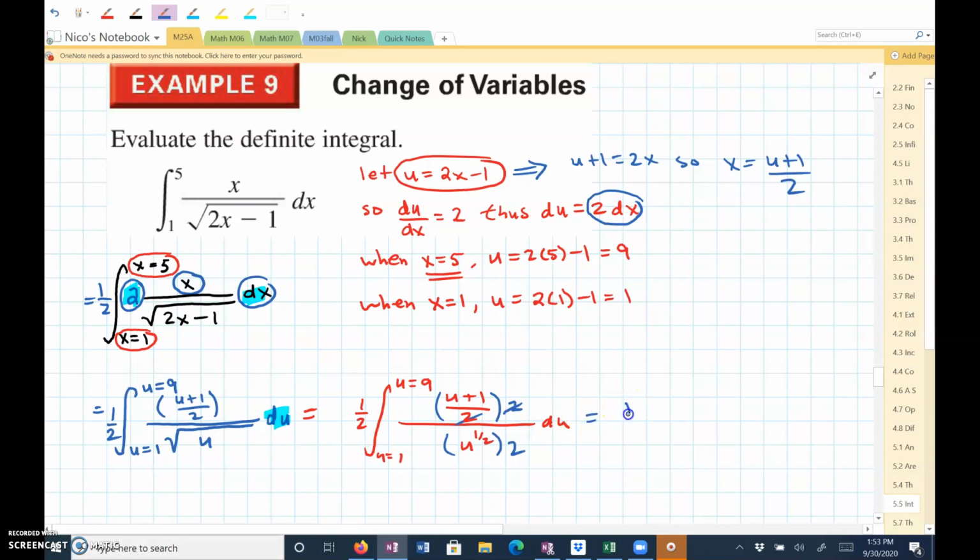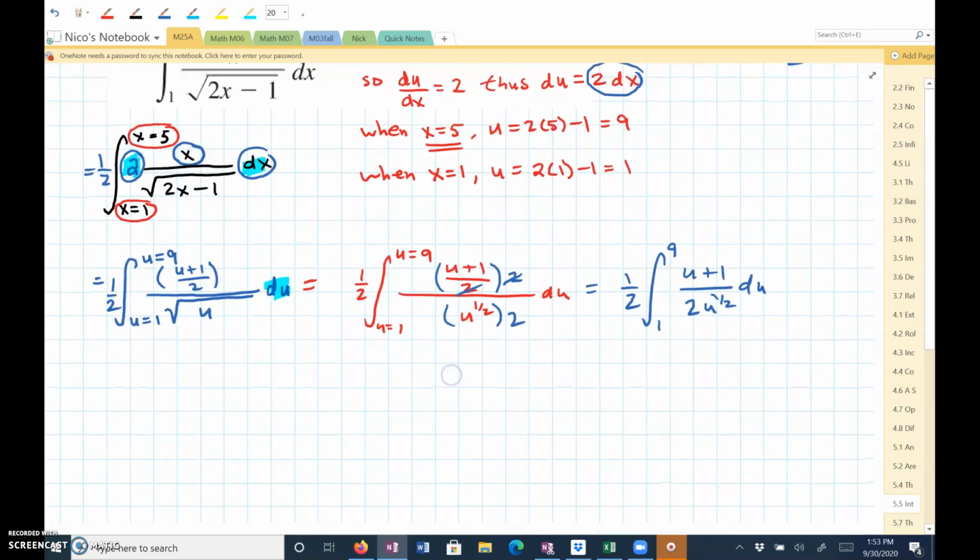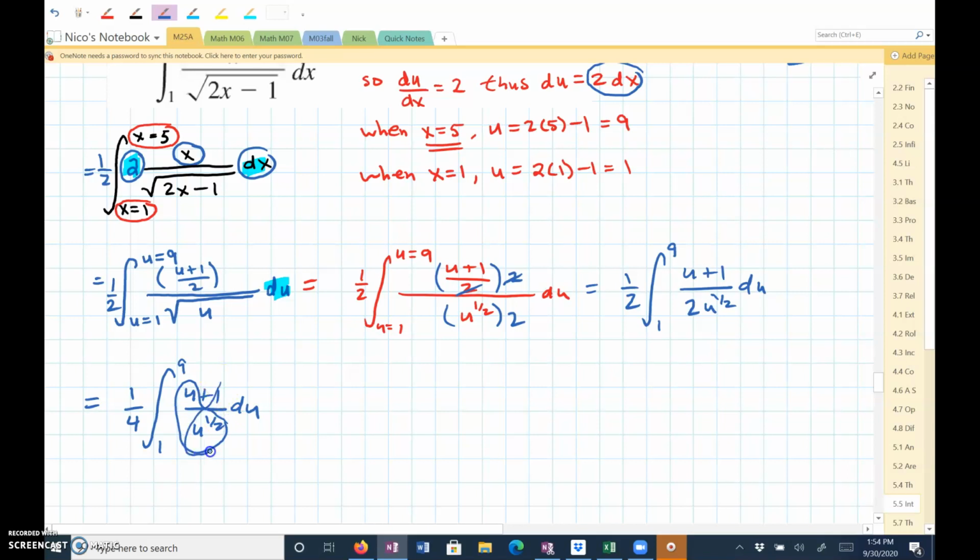Now I'm going to have 1/2 the integral from 1 to 9. This will be u plus 1 over 2 times u to the 1/2 du. Then I can factor out another 1/2, so now this is going to become 1/4 the integral from 1 to 9 of u plus 1 all over u to the 1/2 du. And then I can divide u to the 1/2 by each of these. So now it's going to be u to the 1/2 plus u to the negative 1/2 du. And now I'm ready to find the antiderivative.